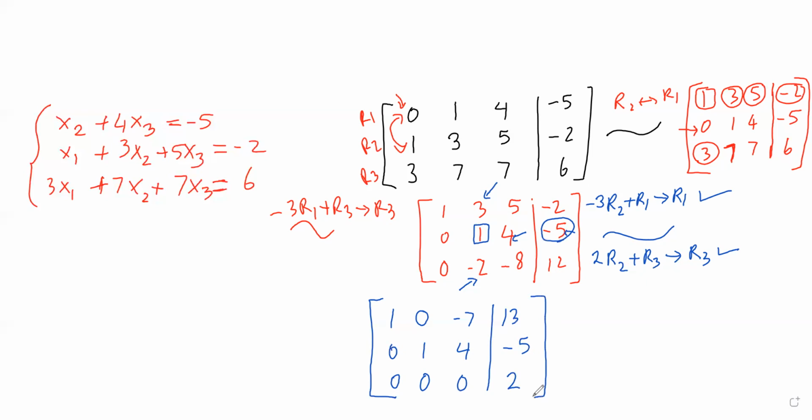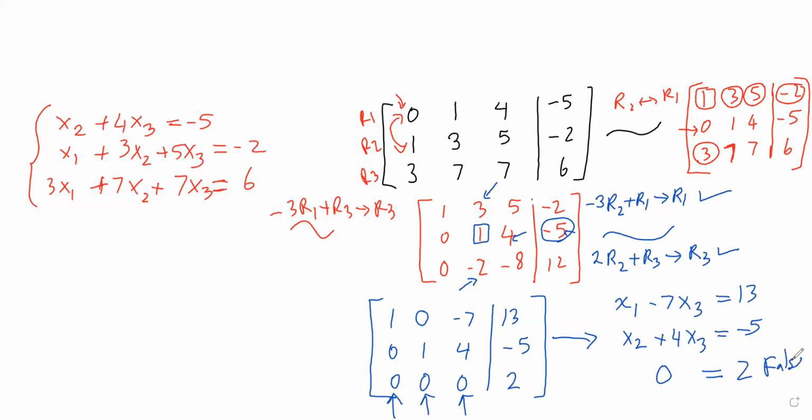Okay. So now at this step, let's rewrite the system again using this form. The first equation is going to be x1, x2 is 0, so -7x3 equals 13. And then the second row will give us x2 plus 4x3 equals -5. And in the third equation, you see the coefficient of x1 is 0, x2 is 0, x3 is 0. So basically, you're going to get 0 equals 2, but this is false. So therefore, this system will have no solution.